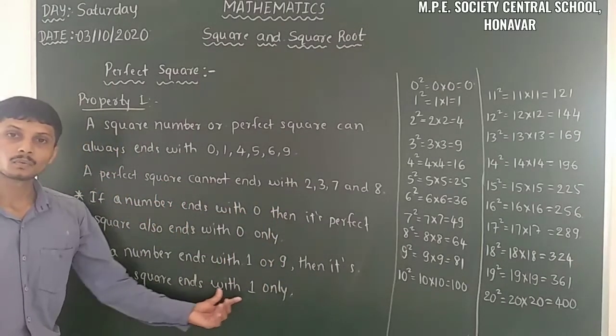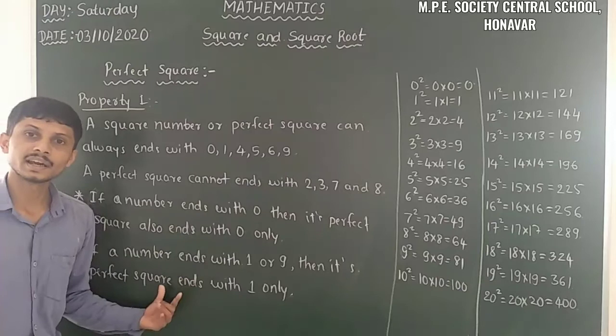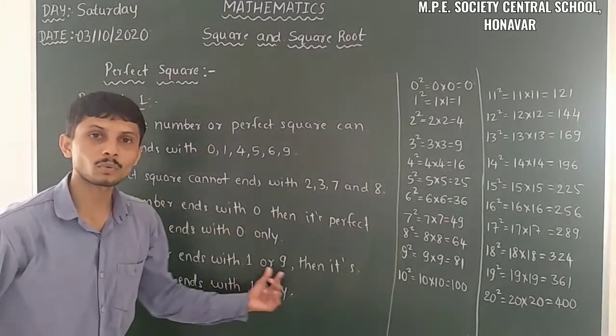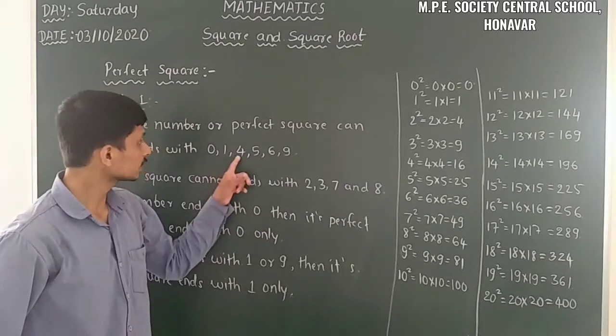Ends with 1 only. That means the ending digit is 1 only. So this is about 0. It's already over, 1 and 9. 1 is over. So let us take 4.